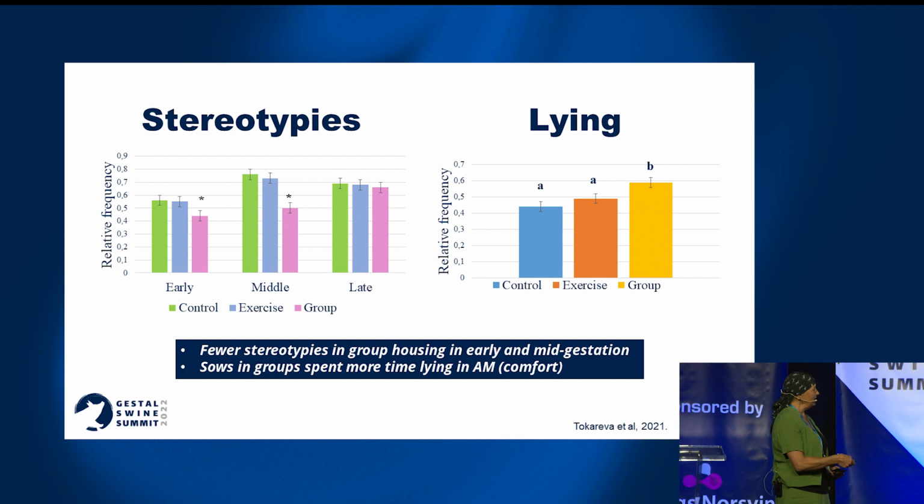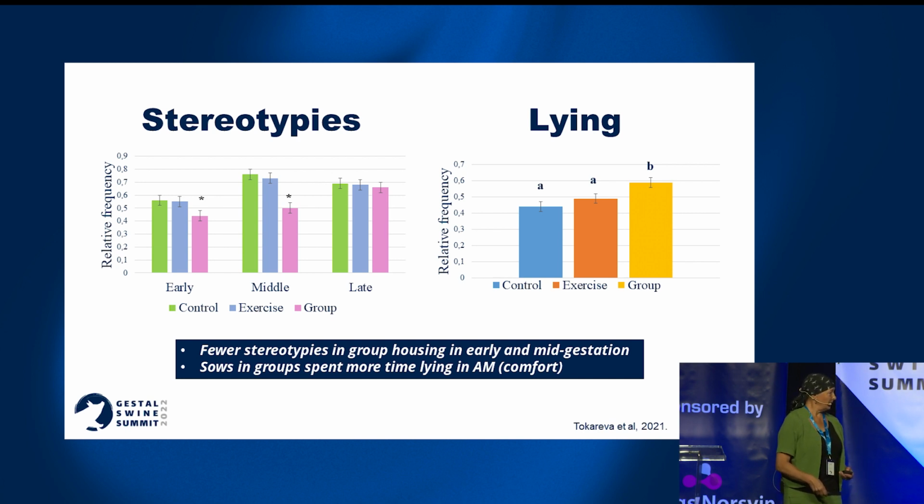So yeah, this is different stages of gestation. Late gestation, everybody was roughly the same in level of stereotypies, but early and mid gestation, the group housed sows were performing less bar biting and that sort of oral stereotypies. Throughout gestation, we had increased lying in group housed sows.